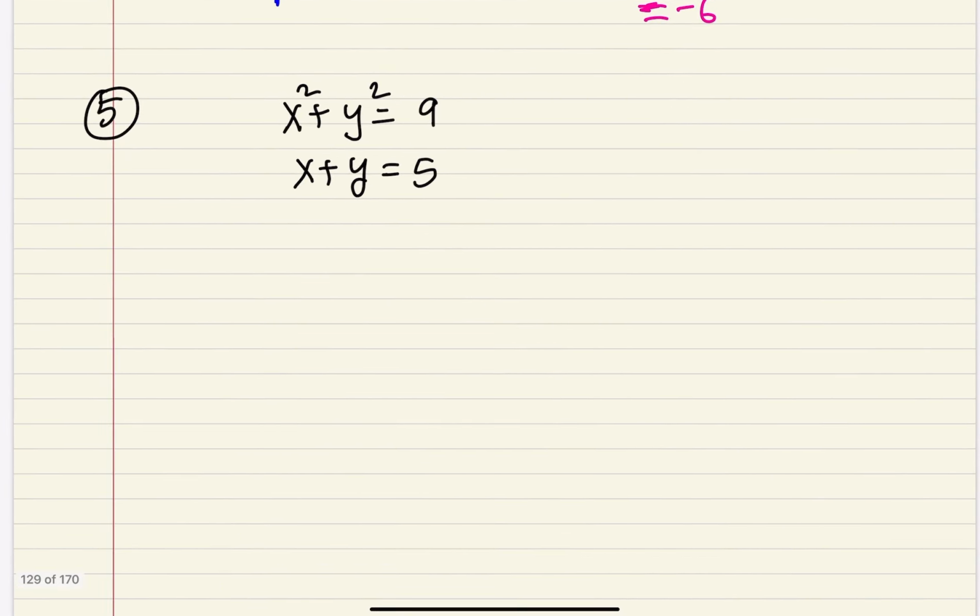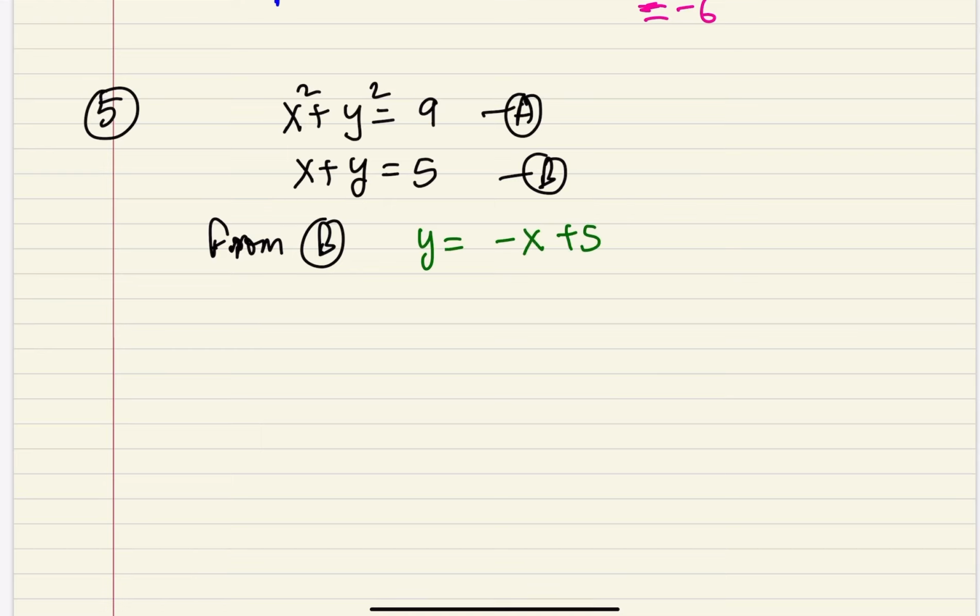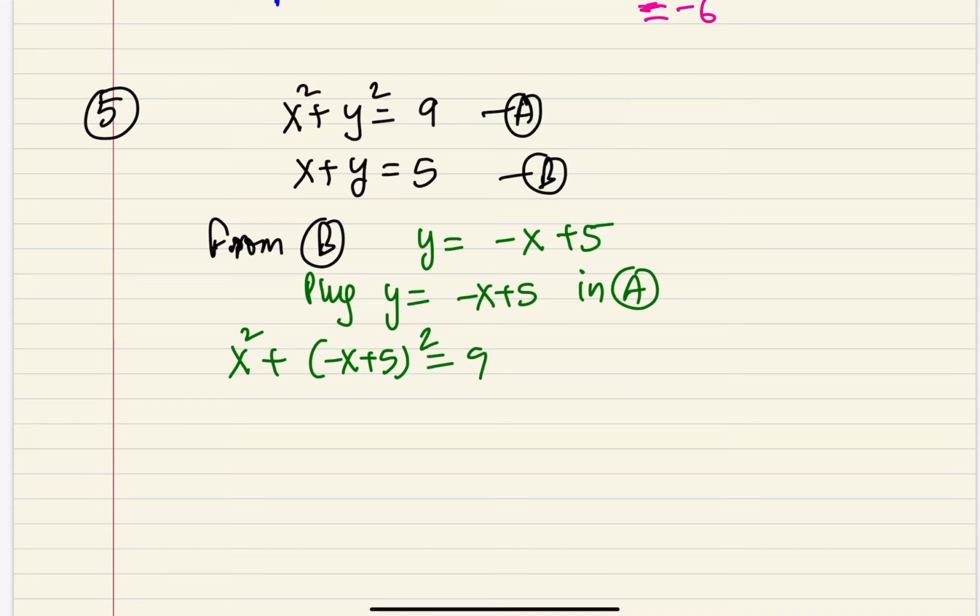Another example, again, looks like we have a circle and a line, and we know a circle and line can meet at 2 points, 1 point, or 0 points. So I'm going to go ahead and call this equation A and B. From equation B, I'm going to isolate one of the variables, which we can either isolate y or x. I'm going to go ahead and isolate y. Now plug y is equal to -x plus 5 into the first equation. So x squared plus (-x plus 5) squared equals 9.